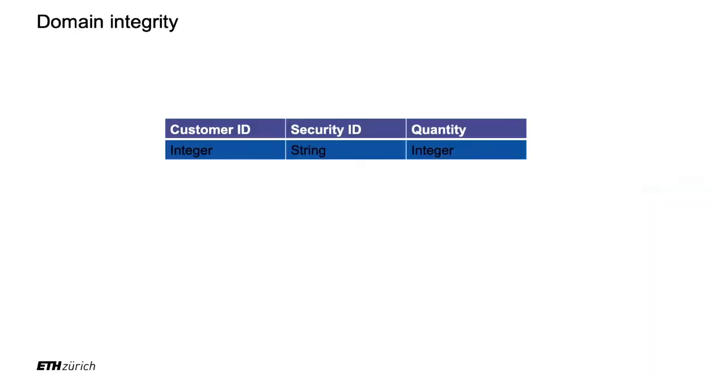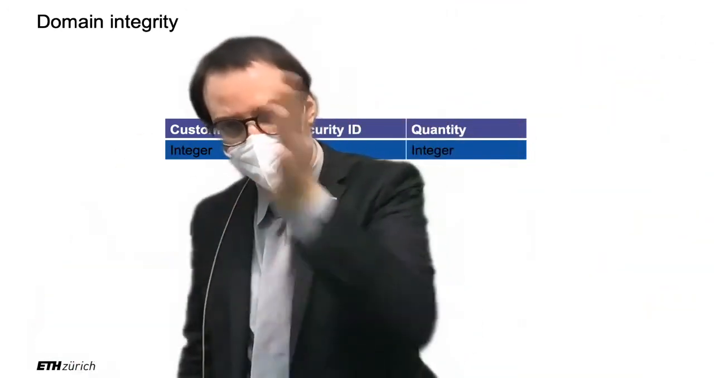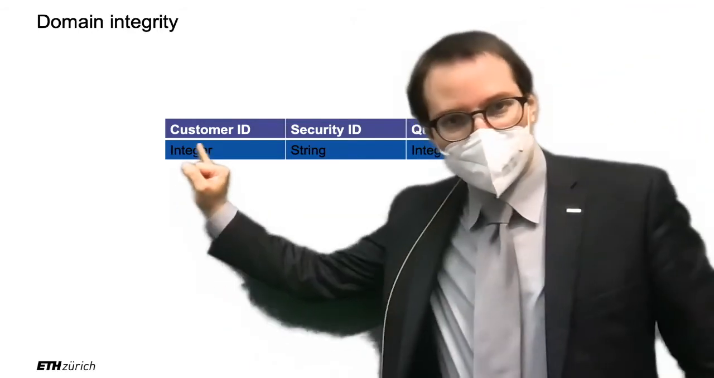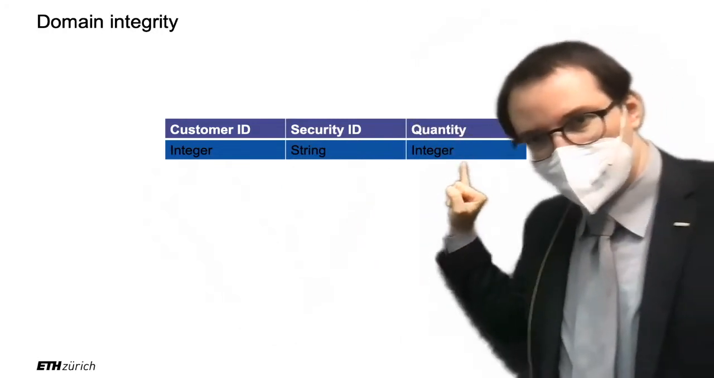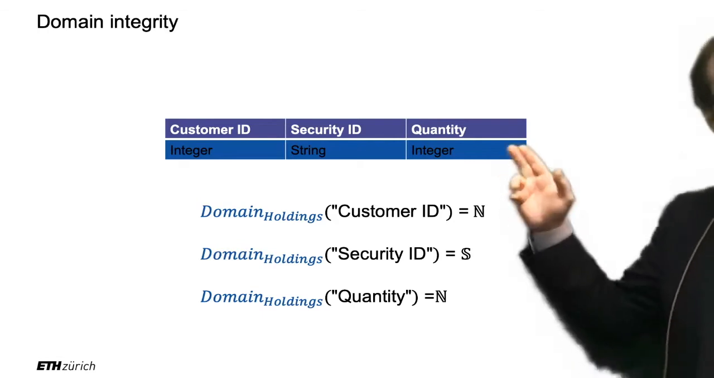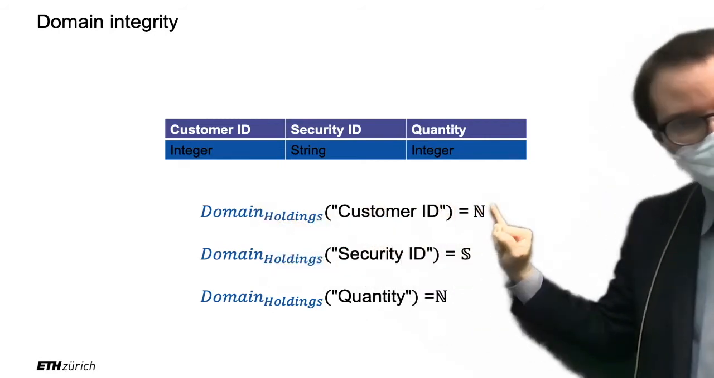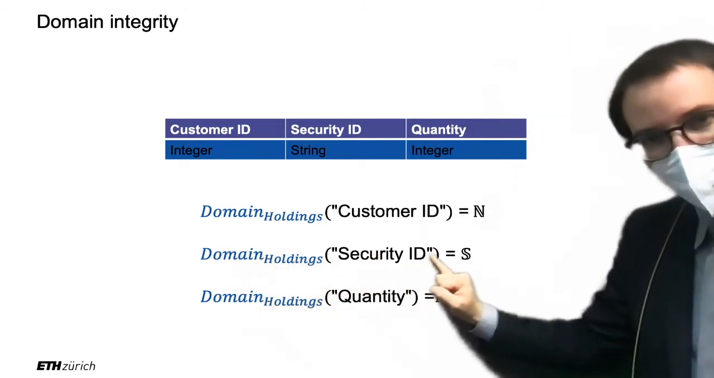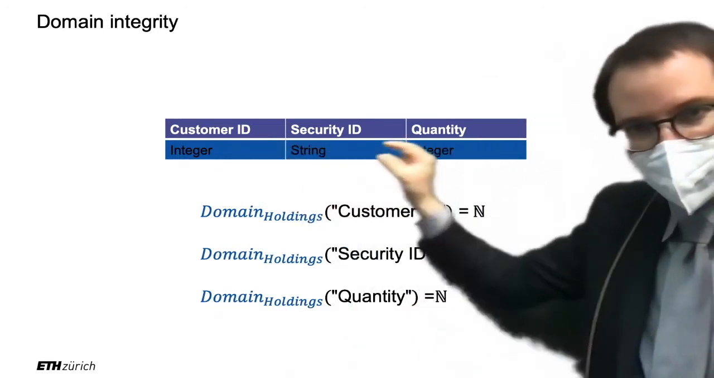These extra constraints that we now enforce, that within each column it must be the same type of value, is called domain integrity, right? That's my second constraint. So I'm going to say, for example, customer ID must be an integer, security ID must be a string, quantity must be an integer. You might even ask for it to be positive. So in other words, the domain of customer ID is N. The domain in my holdings, that's the name of the relational table, of security ID is the set of strings, and the domain of my quantity is N. That's just the mathematical way of expressing the same.